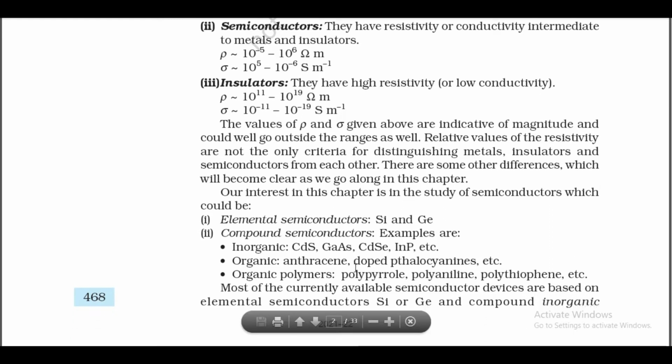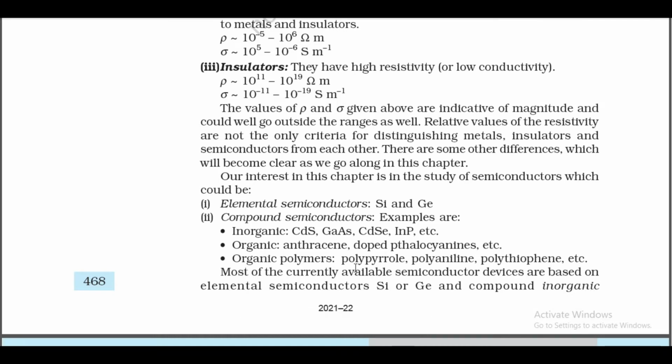The values of rho and sigma given above are indicative of magnitude and could well go outside the ranges as well. Relative values of the resistivity are not the only criteria for distinguishing metals, insulators and semiconductors from each other. There are some other differences which will become clear as we go along in this chapter.